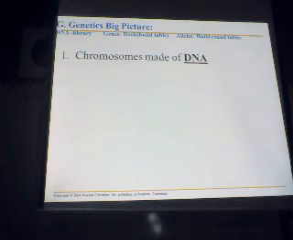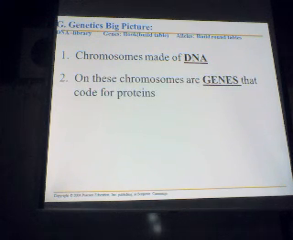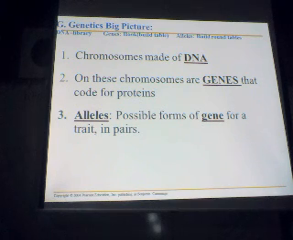So looking at our big picture again, we know chromosomes are made of DNA. We know that on these chromosomes we have genes. Those genes will code for different proteins that are formed. We know that alleles are possible forms of a gene, and they come in pairs. The genotype is the combination of alleles for a trait. Okay, it's the pair of genes. If I ask for the genotype of an organism, you're going to give me the letters that we use.